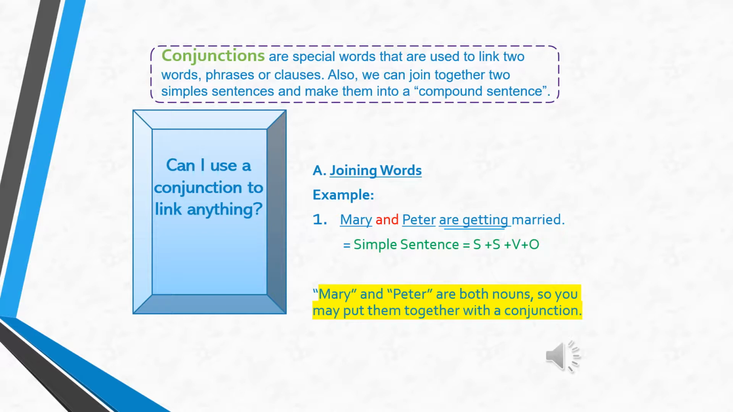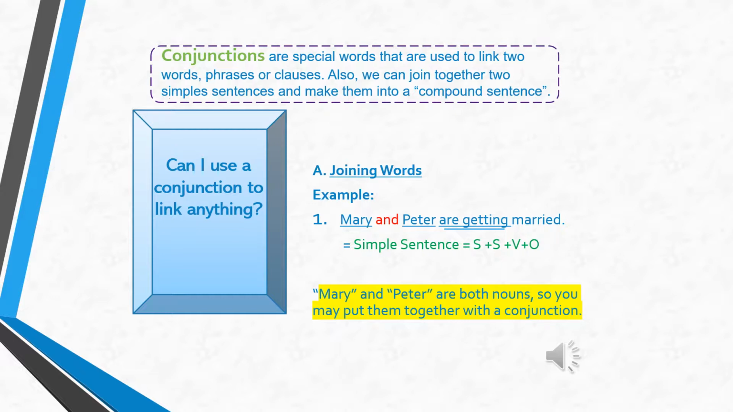In this slide, I would like to explain the meaning of conjunctions and how we use them. So conjunctions are special words that are used to link two words, phrases, or clauses. Also, we can join together two simple sentences and make them into a compound sentence. But don't worry, I'm going to explain everything step by step.